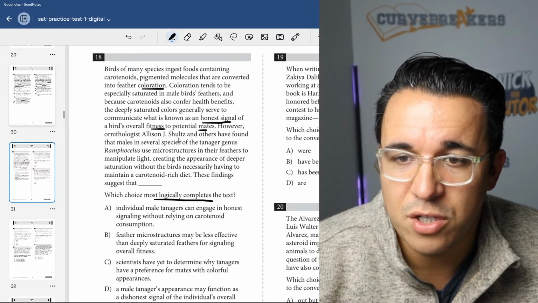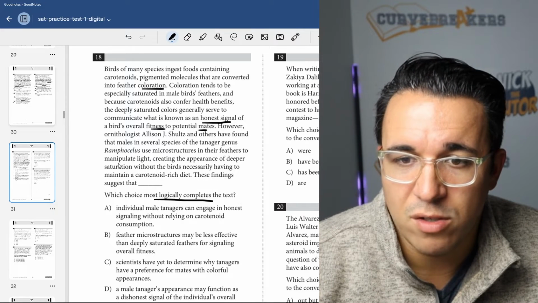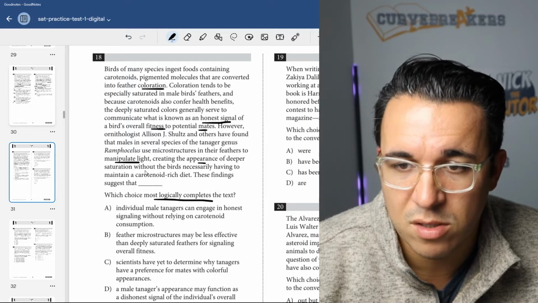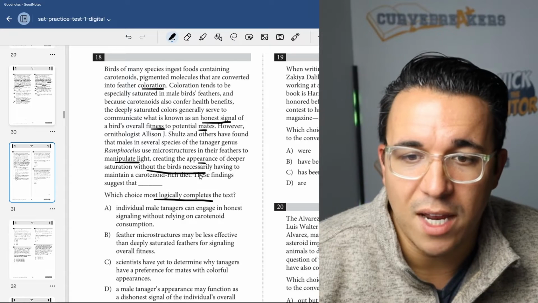Ornithologist Alison J. Schultz and others have found that males of several species of the tanager genus use microstructures in their feathers to manipulate light, creating the appearance of deeper saturation without the birds necessarily having to maintain a carotenoid-rich diet.